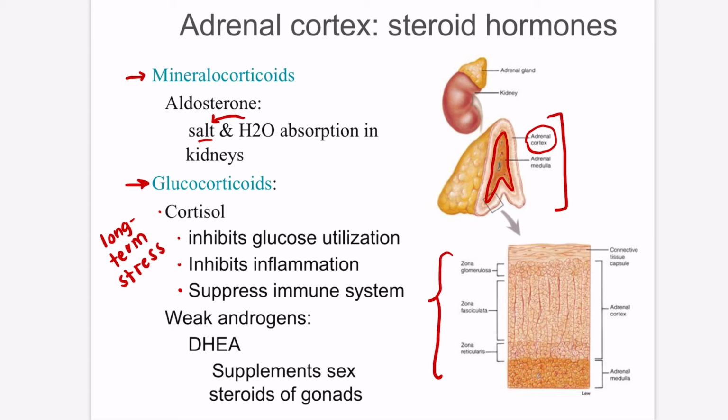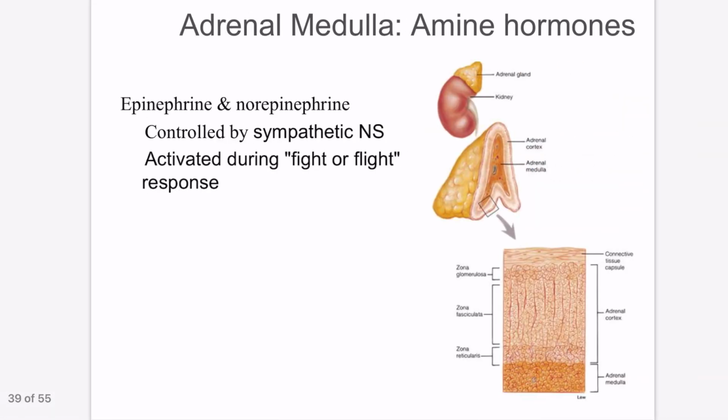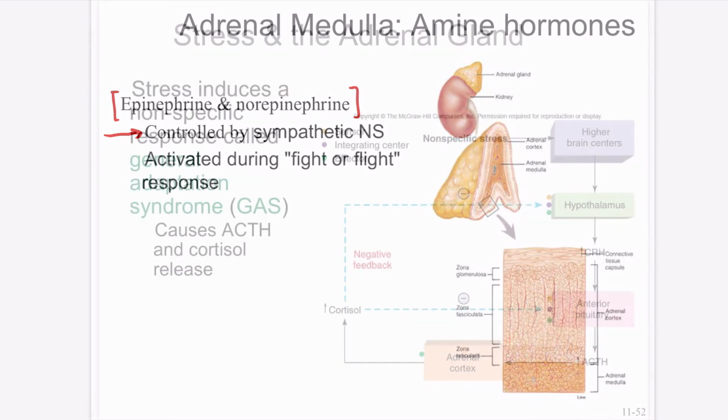Another type of hormone that's produced in the adrenal cortex are androgens, weak androgens. So these are supplements of sex hormones. Androgens, in females and in males, are produced here. And then in the adrenal medulla, we have the production of quote-unquote adrenaline, which would be our epinephrine and norepinephrine. This is controlled by the sympathetic nervous system. We've learned about that before, and this is activated during our fight or flight response.